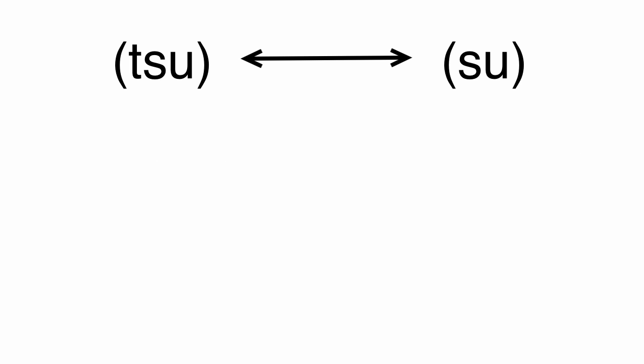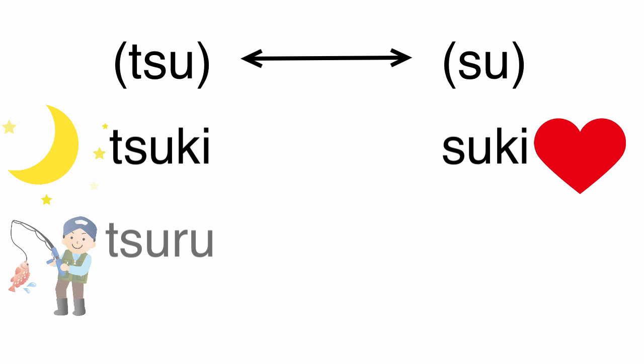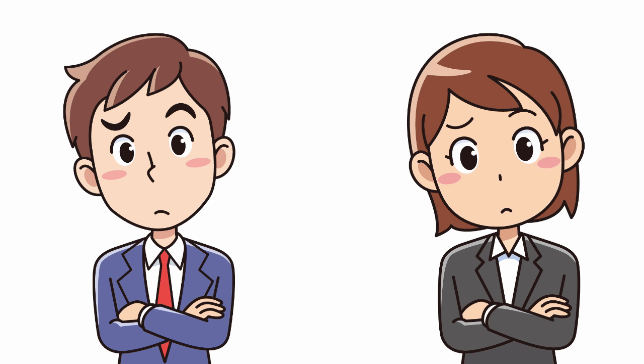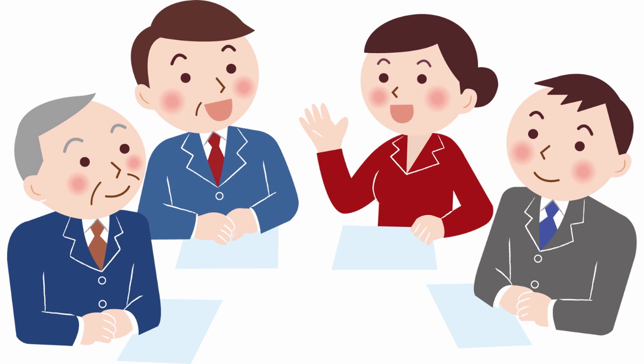In Japanese, these two sounds are contrastive and can deliver different meanings. For example, tsuki means moon, and suki means to like. Tsuru means to fish, and suru means to do. If you pronounce them wrongly, the listener may get confused and could lead to a miscommunication. This is why it is important to make a clear distinction between tsu and su.